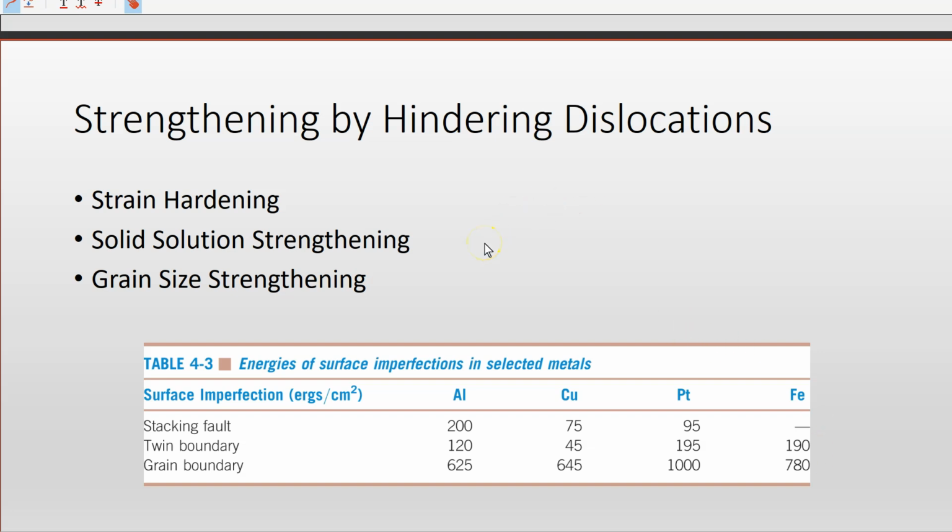So with these mechanisms, where we've understood the concept of dislocations and how they move and how that determines the strength of the material, by understanding this mechanism, we can understand mechanisms by which you can actually strengthen the material, such as strain hardening, solid solution strengthening, and the final one is grain size strengthening. We'll study these as they come up in the latter chapters. Thank you.